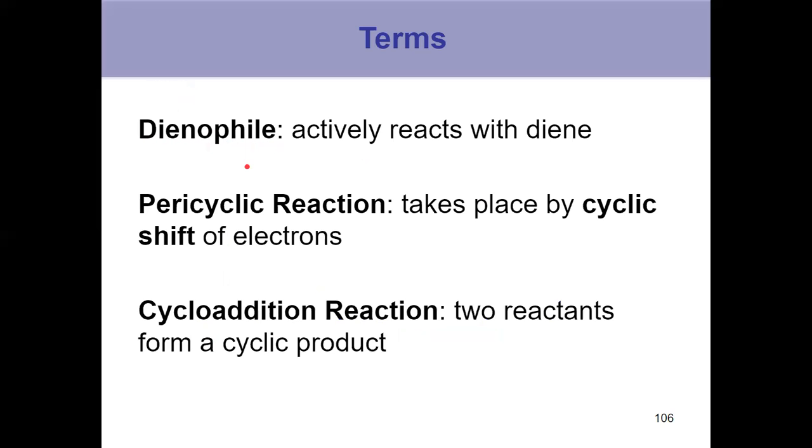The Diels-Alder reaction is a pericyclic reaction, and it is a cycloaddition reaction, two new terms. Pericyclic means that it's a cyclic shift of electrons. So electrons are moving around kind of in a circle. And a cycloaddition reaction: two reactants come together to form a cyclic product. So addition, two things added together, cyclo, a cyclic product. So dienophile, pericyclic reaction, cycloaddition reaction.